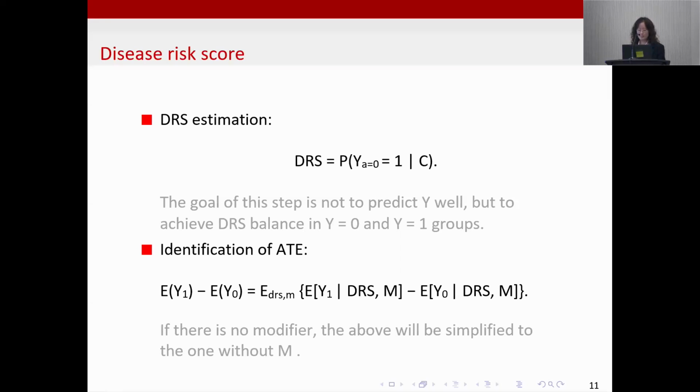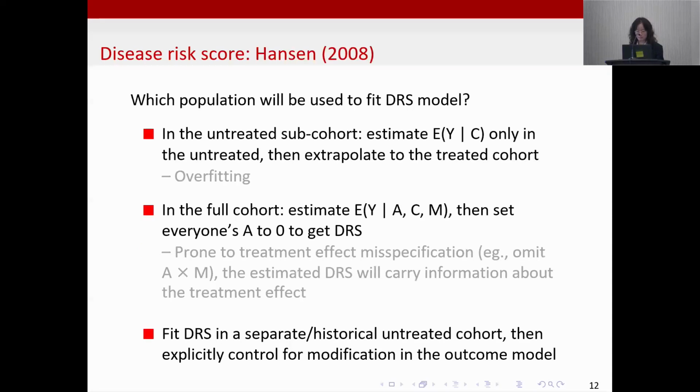So far, we have seen that DRS focuses more on the control group. Then the natural question is, in which population should we fit DRS? Or should the treatment group contribute to DRS estimation? So the first conventional approach is to use the control subcohort to fit DRS, then impute the treatment cohort. This approach has the issue of overfitting, as the balance can be checked in the same control group only.